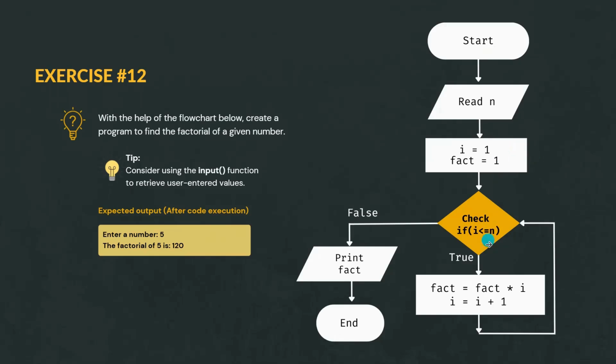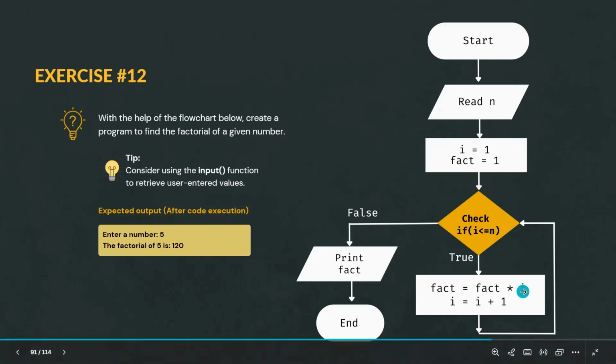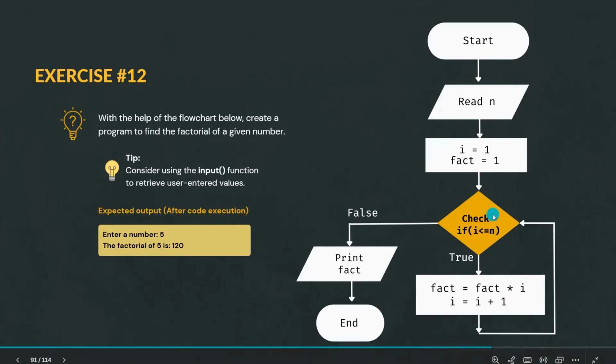And then here we keep multiplying fact by I, fact into I, while increasing the I value by 1 step at a time inside the loop until I reaches n. So you will stop when I becomes greater than n. So finally, we print the factorial result.